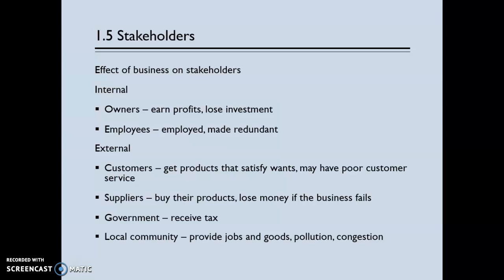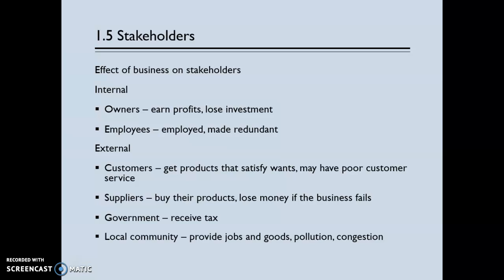So the owners will be able to earn profits, but they can also lose their investment if that business is not very successful. For employees, they are employed by that business being there, but equally the business could make them redundant, and that can affect obviously what they're able to earn and spend money on and so on.